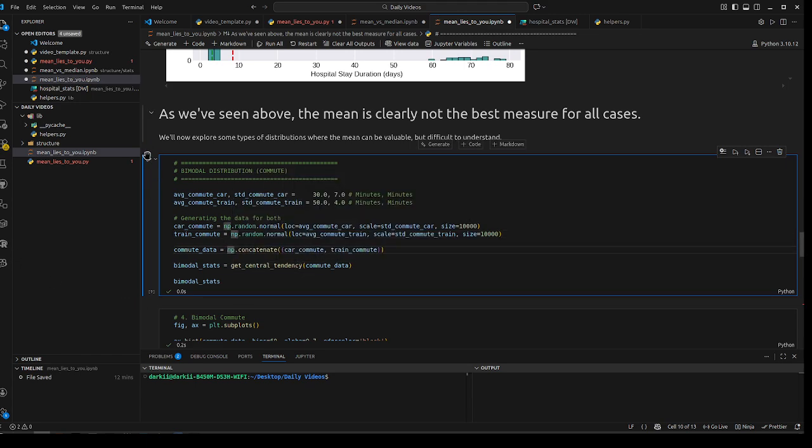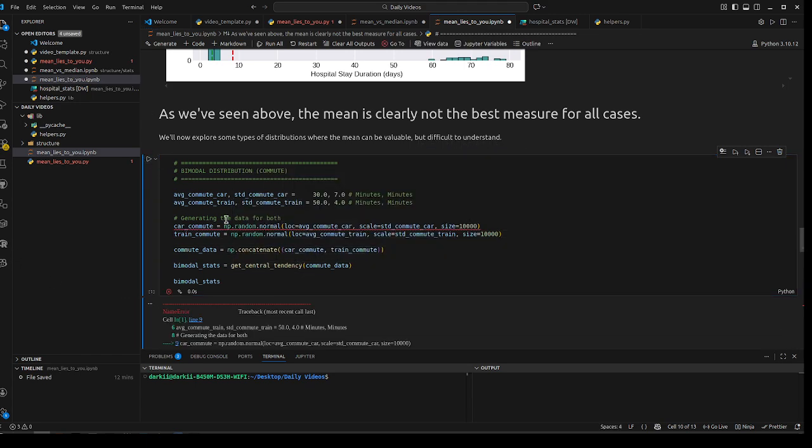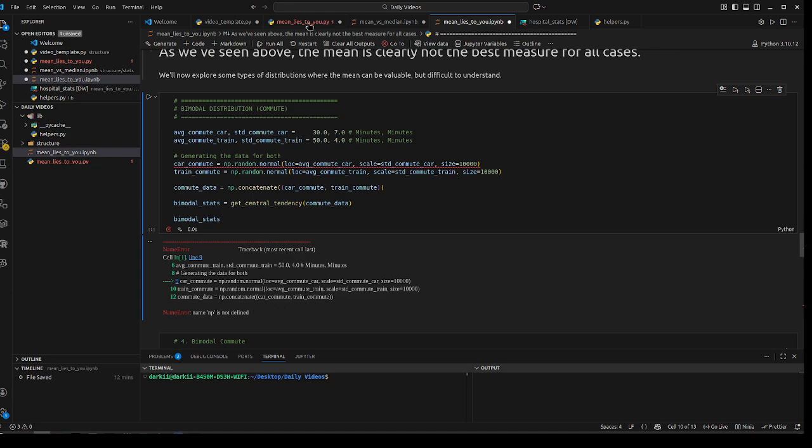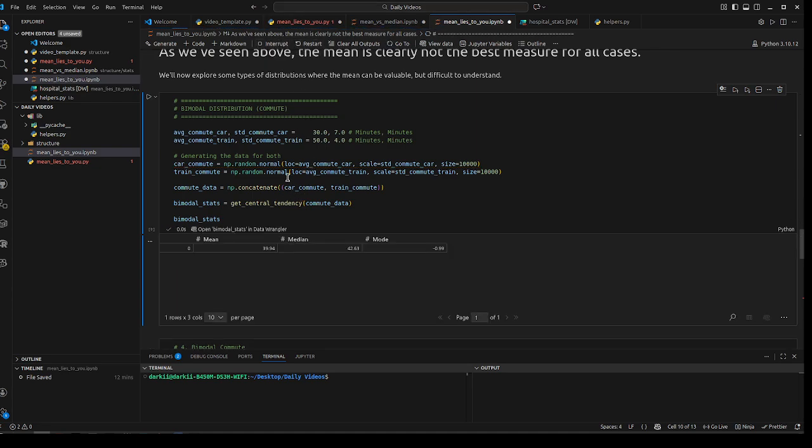And when we actually look at the mean and the median, oh no, what? P is not defined. Oh, I guess I gotta restart everything here. Okay, there we go. NumPy is now imported.